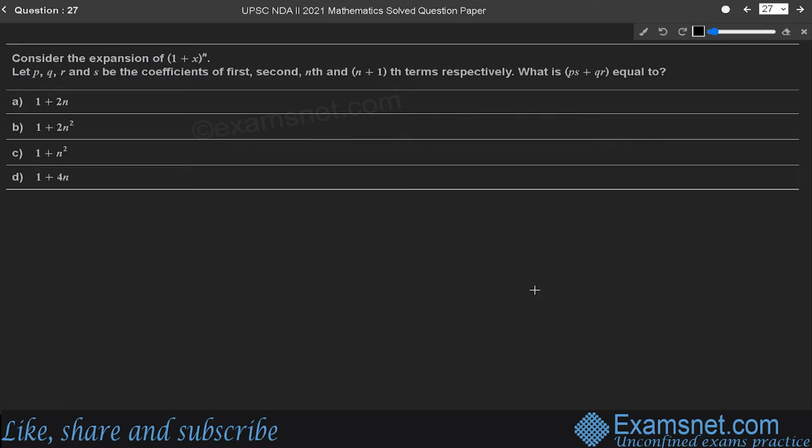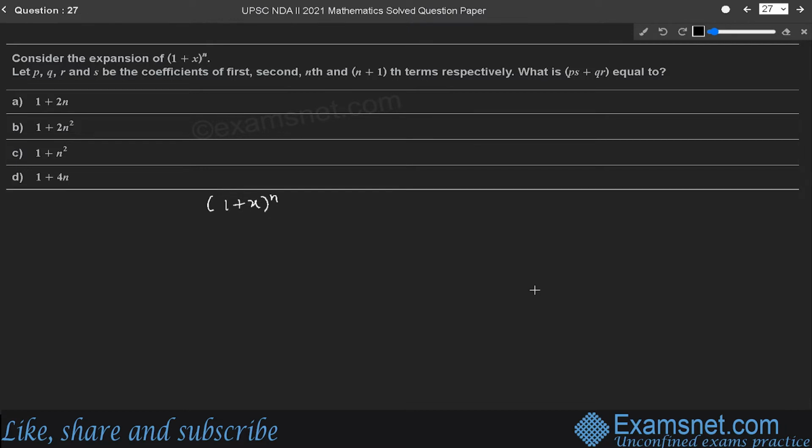Next question is, consider the expansion of (1 + x)^n. See, it is a question from binomial expansion and it is a very important topic in mathematics. Further, the question is, let p, q, r and s be the coefficients of the first, second, nth and (n+1)th term respectively. What is ps + qr equal to?